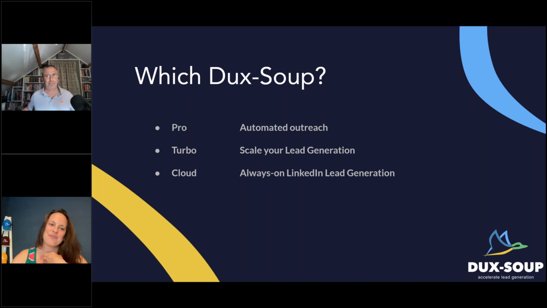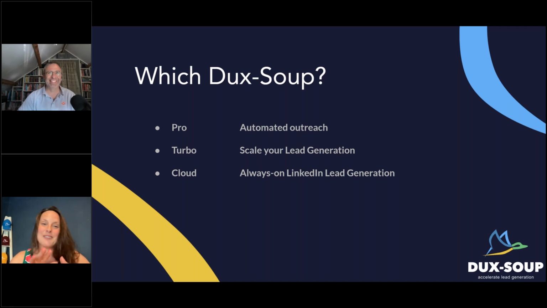Next one, please. So which Dux-Soup plan is right for you? We have 3 plans: the Pro plan, the Turbo plan, and the Cloud plan. The Pro plan helps you with your automated outreach. The Turbo plan is how you can scale your outreach and scale your lead generation by using campaigns, and we'll have a look at that later on in the session too. And the Cloud plan is basically the same as the Turbo in terms of all the features that you get with your plan, but with Cloud, it stays on when you decide to go on holiday.